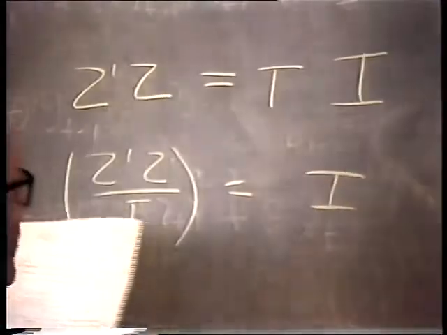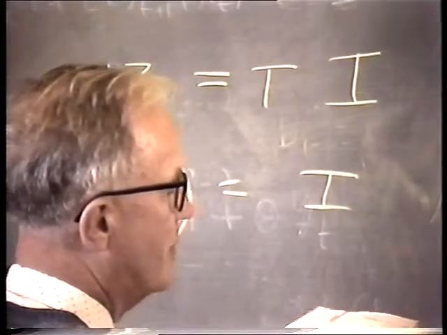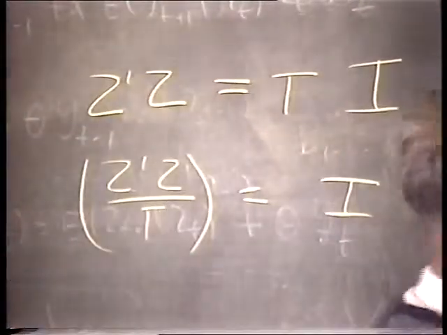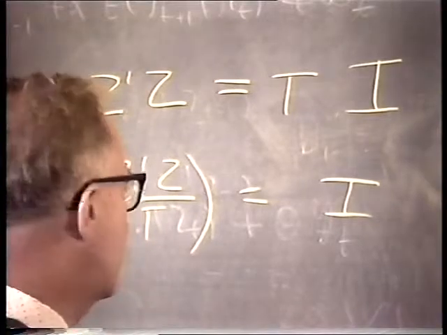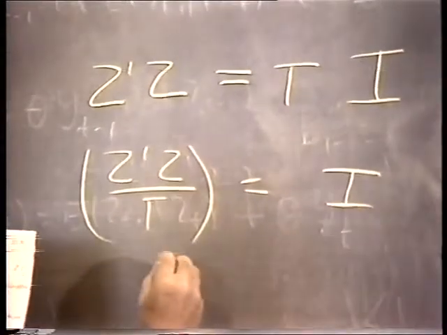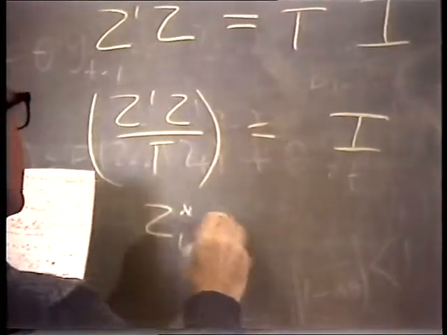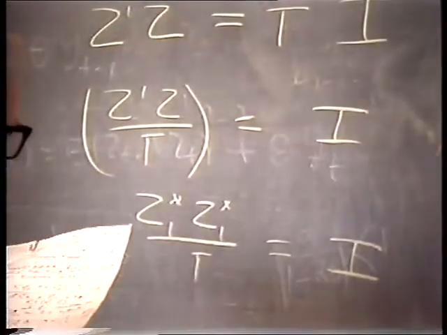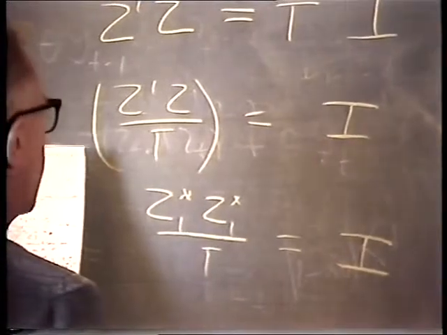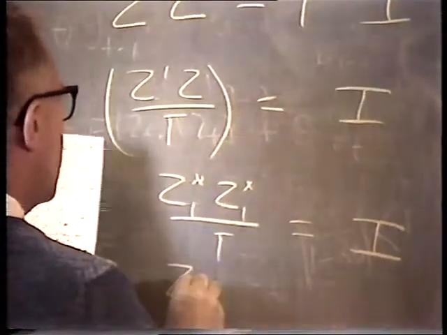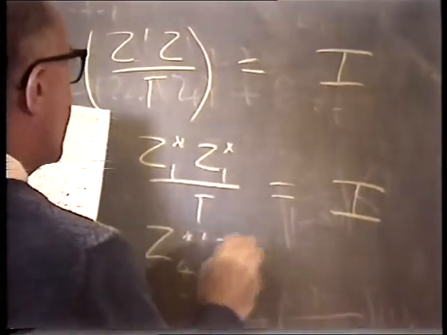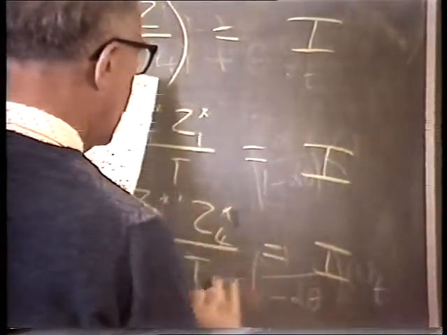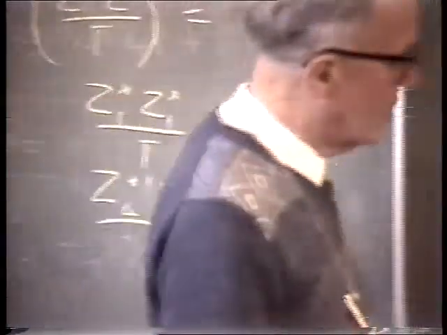Furthermore, since we're not particularly interested in the coefficients of C1 star, C1 star hat coefficients, we make the further requirement that Z1 star prime Z1 star upon T equals I, and that Z4 star prime Z4 star upon T equals I. Now you can see how this can be done.